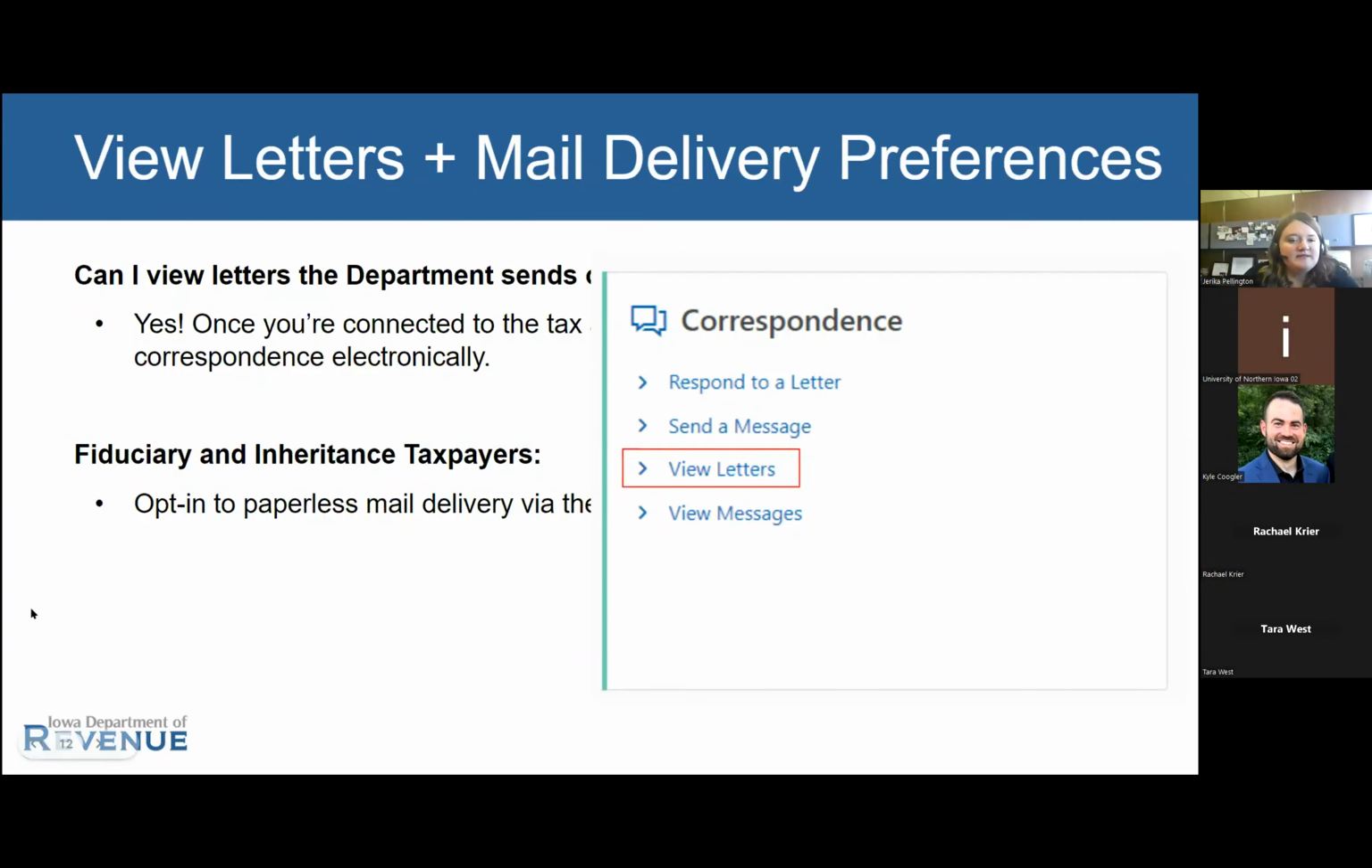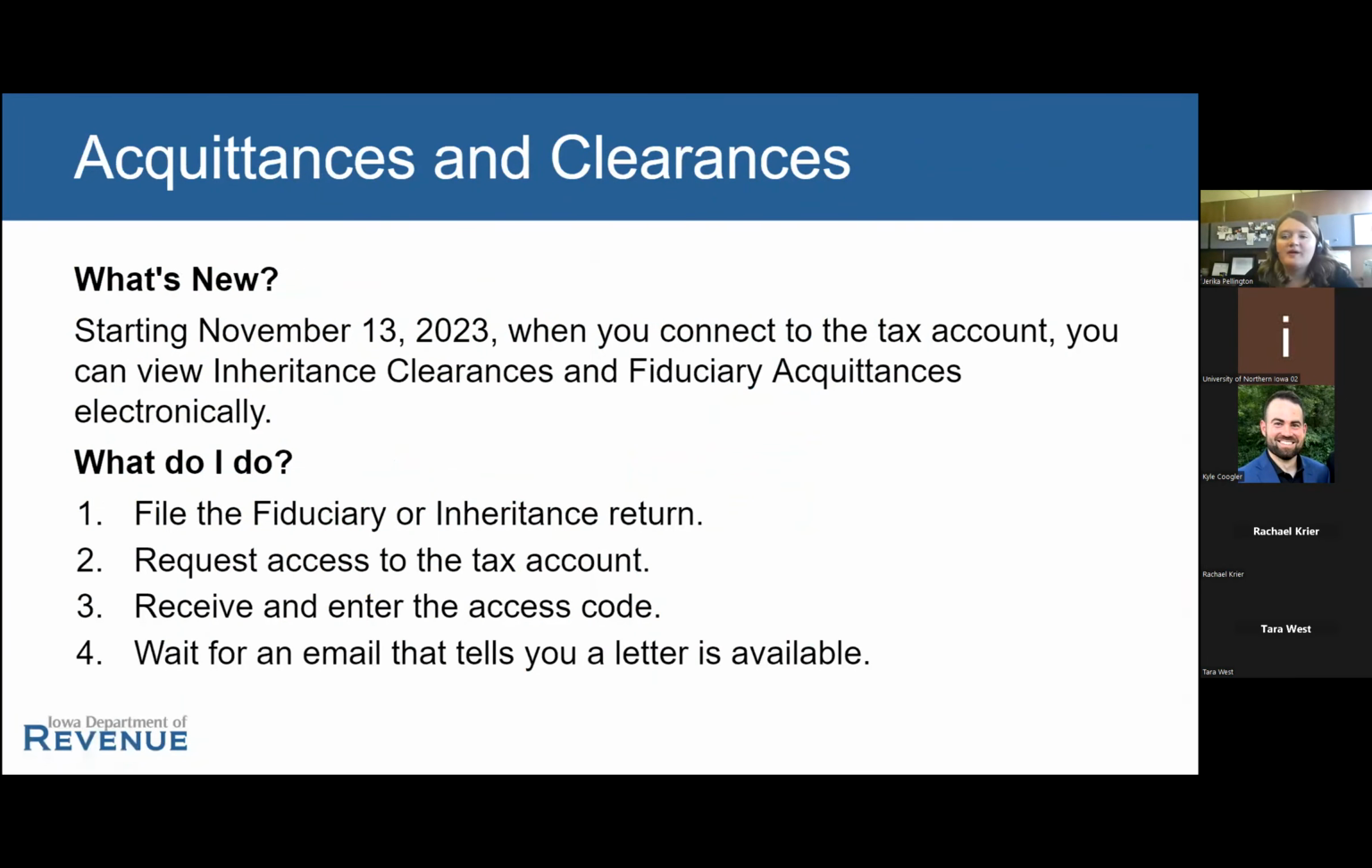So the next piece here that we have is about acquaintances and clearances. We are excited to tell you about a significant update to our services and what I hope will streamline the process of obtaining these clearances and acquaintances. So what will happen is these documents will soon be available electronically on GovConnect Iowa. So what does that mean for you? That means that starting on November 13th, when you're connected to the tax account, you can obtain and view these clearances and acquaintances electronically as soon as the day after they're issued. So that means basically faster access to the documents that you need.